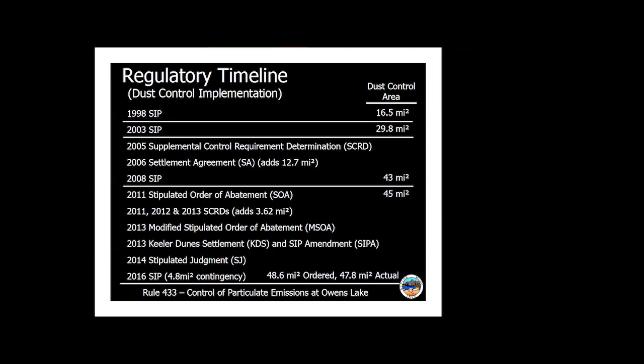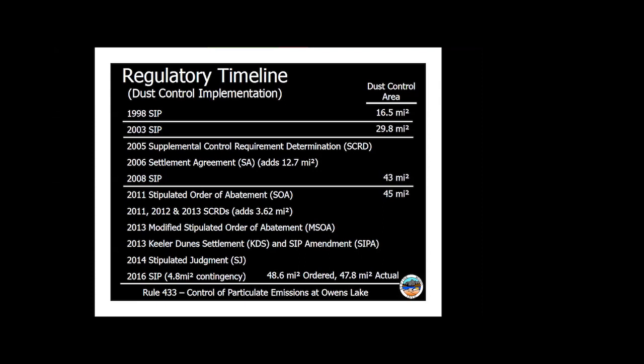We collected 4 years of data and the dust control area grew. We had a settlement agreement with DWP, subsequent SIP that incorporated all of these provisions, and the dust control was built out to 43 miles. After the 2008 SIP, following the same provisions for supplemental control determinations in 2011, the district ordered additional controls. 2011 and 2012 added 3.62 miles. 2013 added zero. We didn't find any additional areas. We have a modified stipulated order of abatement that required two additional square miles of control in the north end of the lake. We had a Keeler Dunes settlement where the district received $10 million in funds to do a Keeler Dunes dust control project. And then in 2014, we had a stipulated judgment.